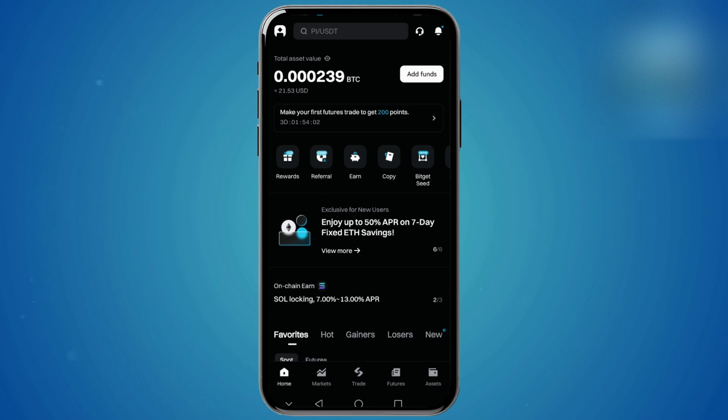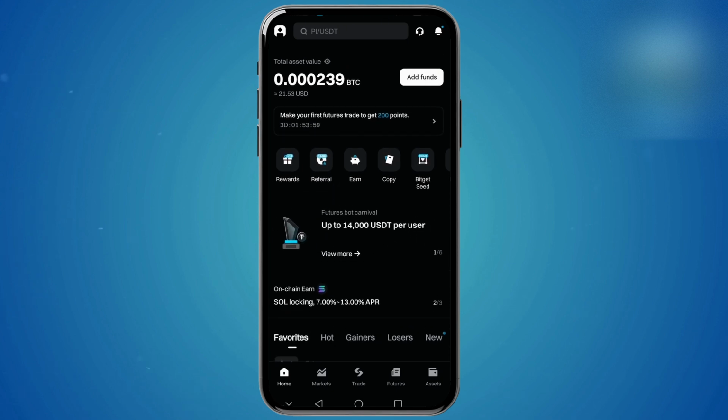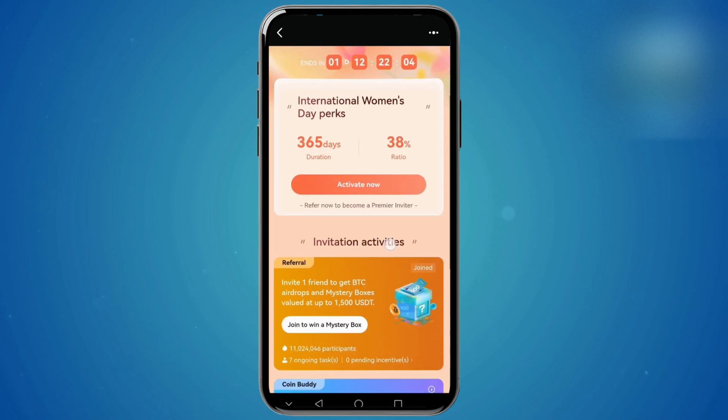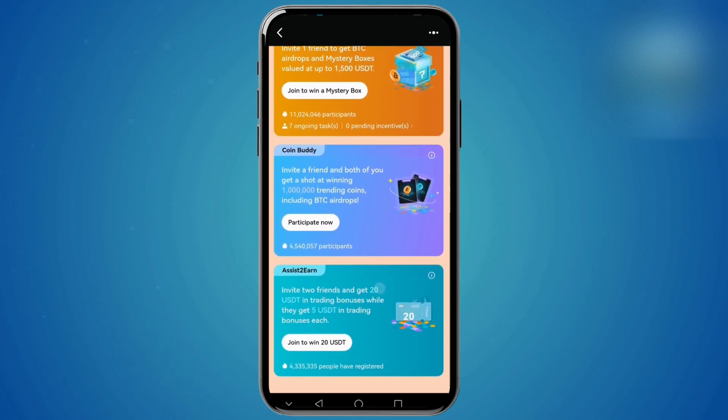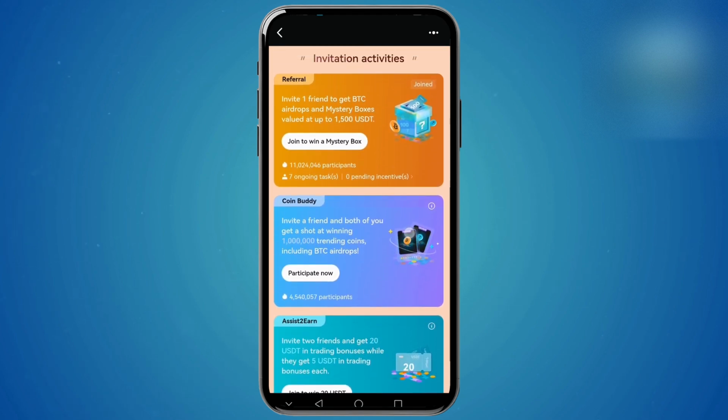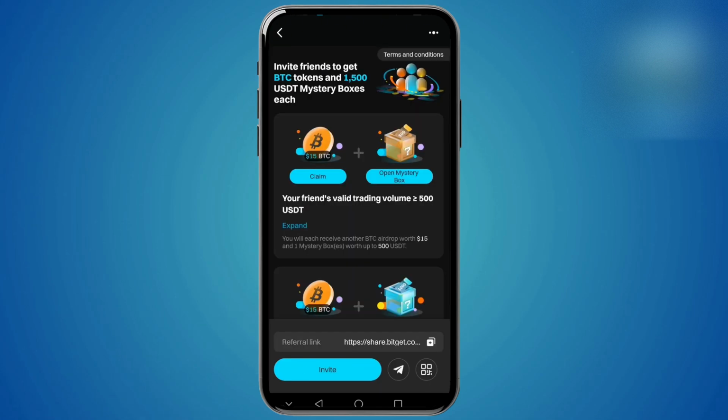So to get your Bitget referral code, you would need to go to the referrals right here. Now on the referrals tab, you would be able to find three different referral options. So I'm currently using the first one, which in my opinion is the best one for both the person that is referring someone and the referred one.